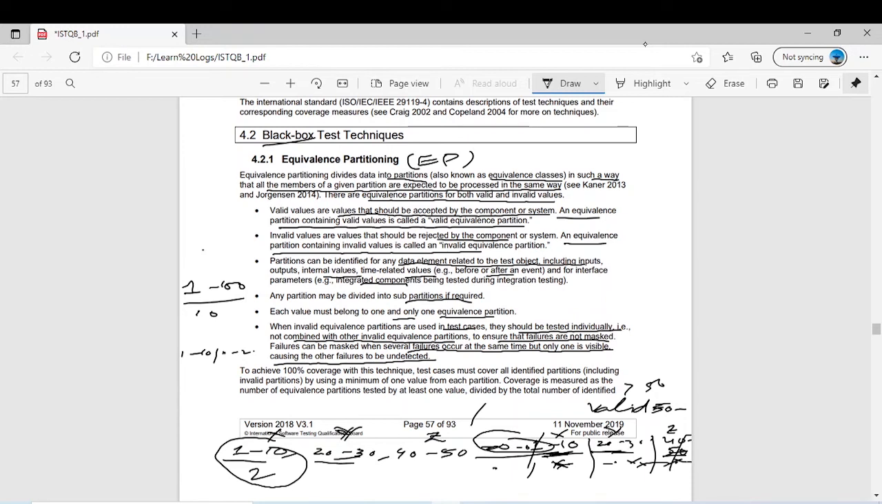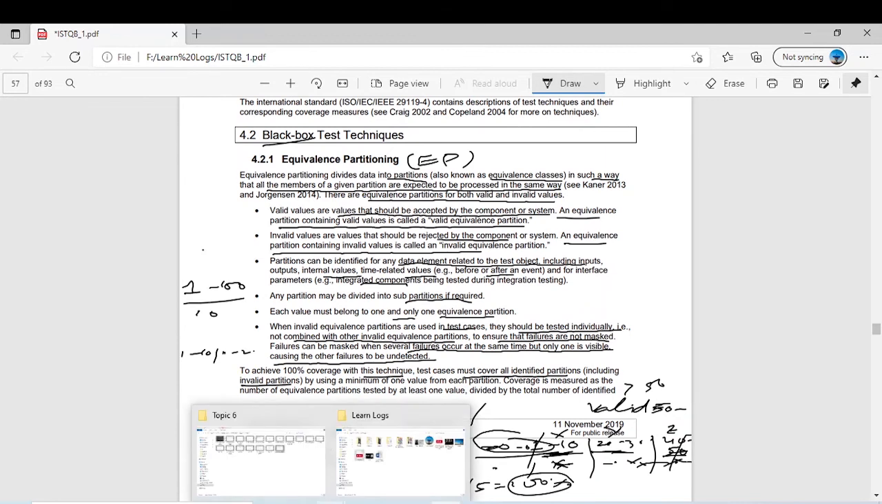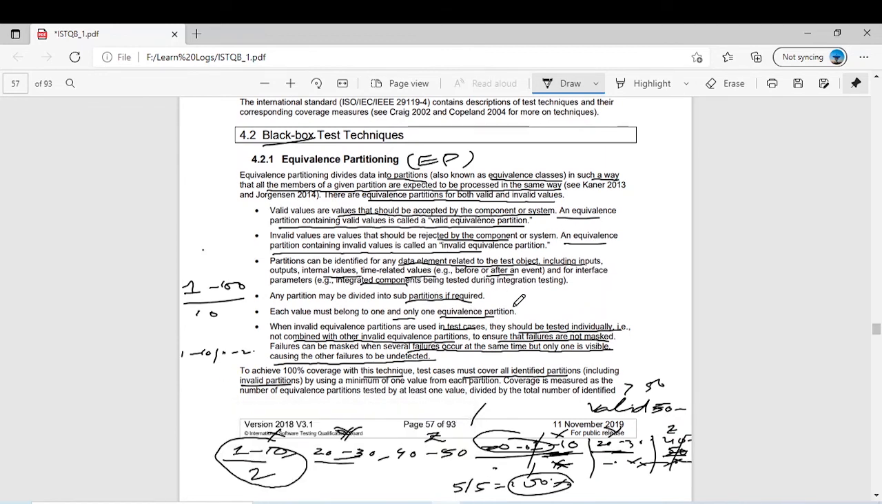To achieve 100% coverage with this test technique, test cases must cover all identified partitions, including invalid. For example, in this case, if I see 3 valid and 2 invalid, and I take 5 test cases, that means 5 out of 5, 100% test coverage. If they ask me to do both valid and invalid values, and I take only the valid part, meaning these three partitions and not the invalid ones, then 3 out of 5 will be 60%. So it will not be 100% coverage.